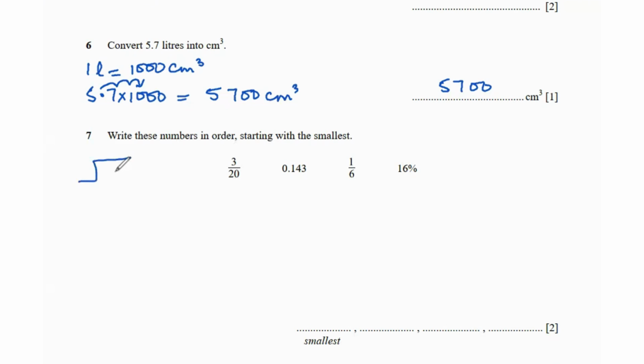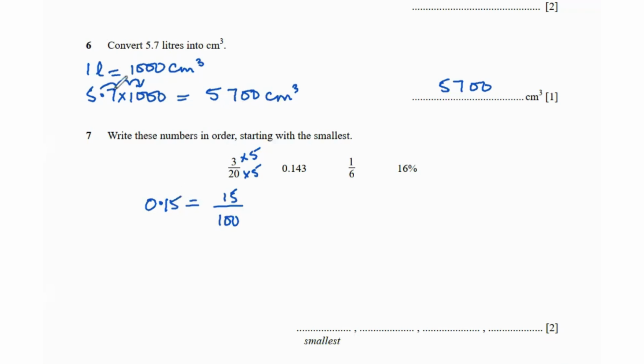So 3 over 20. To convert it into a decimal, I'll convert the denominator into 100. We know 20 times 5 is 100. So if we're multiplying 20 by 5, we have to multiply 3 by 5 as well. Remember, if you're doing something to the denominator, the same thing needs to be done to the numerator as well. So this is going to be 15 over 100, which equals 0.15 in decimals.